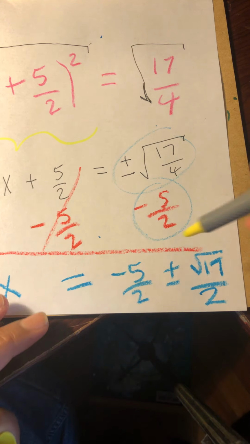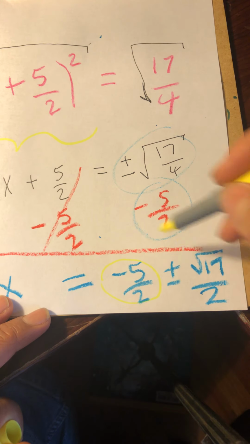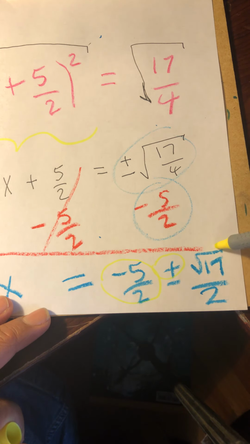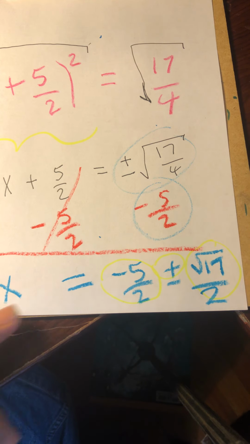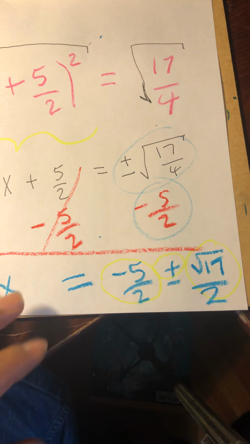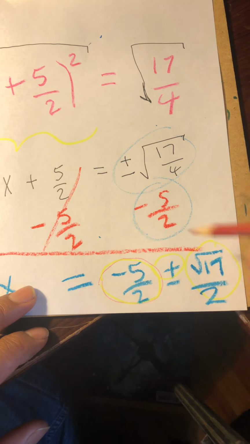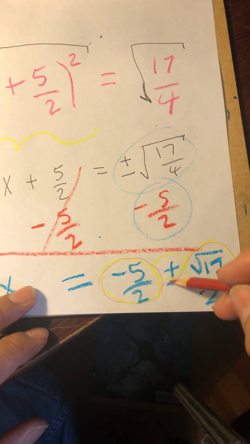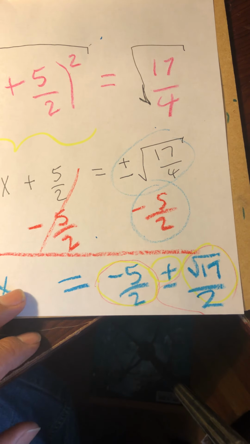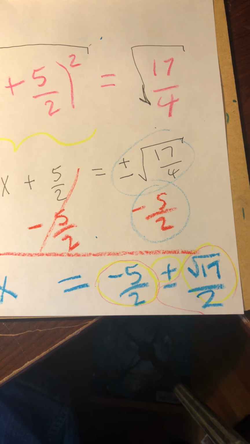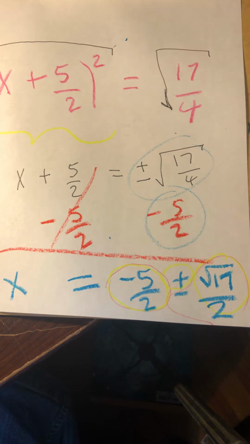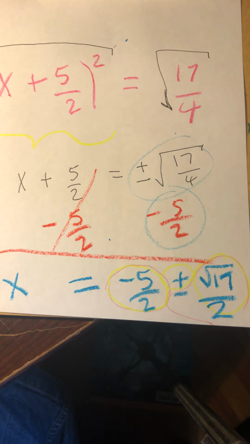So that gives me basically two solutions. This added to root 17 divided by 2 is one solution. And the other solution, of course, is this same thing, subtract root 17 over 2. So those are my solutions. This is how you do completing the square. Sorry, I said difference of squares, I mean completing the square.